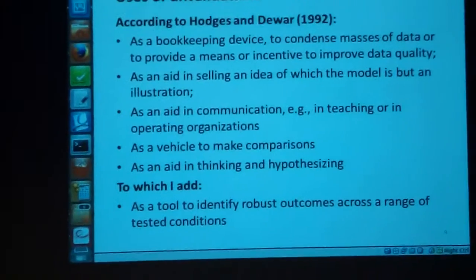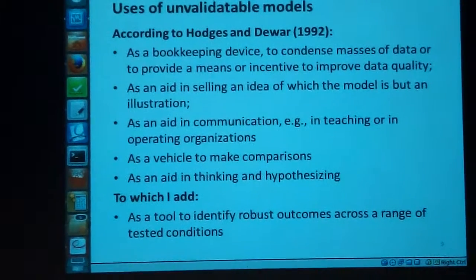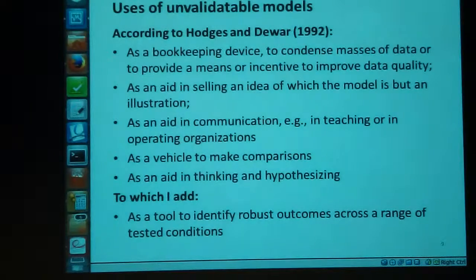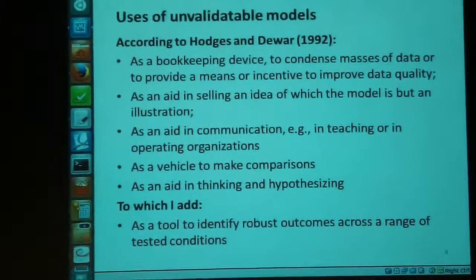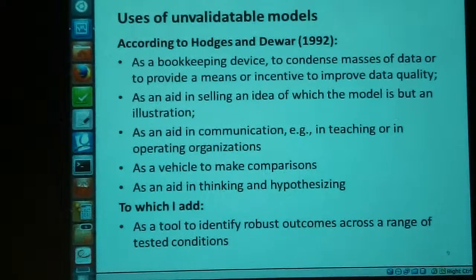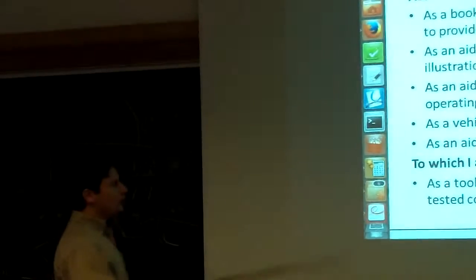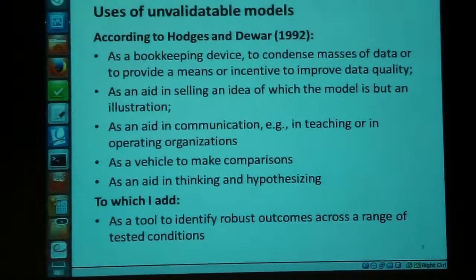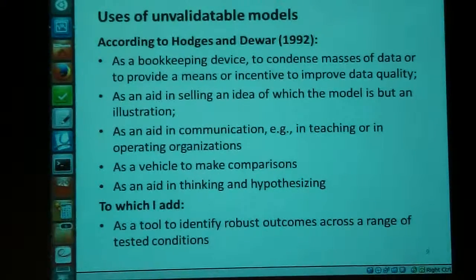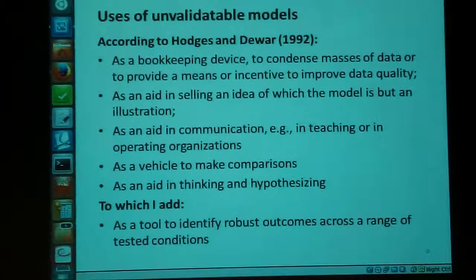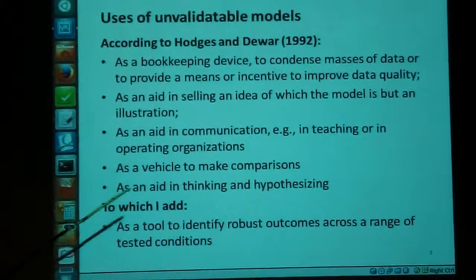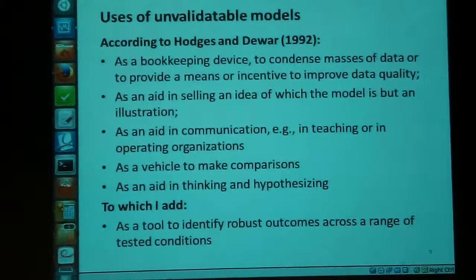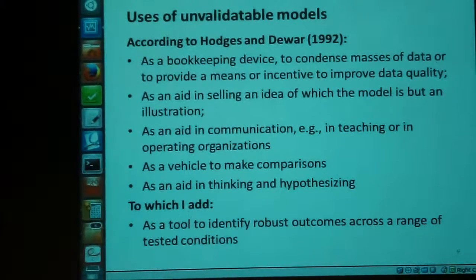Here are some examples of things that they say you can do with a model that can't be validated. One is use it as a bookkeeping device, right? Gather data, organize it. It can be an aid in selling an idea, of which the model is but an illustration, right? So we want to advocate some policy, we use the model. It can be an aid in communication. So if you're trying to communicate, for example, the complexity associated with implementing a particular policy or pushing the deployment of a particular technology, you can use the model as an aid to communicate how perhaps complex the system is and the fact that there might be system effects.